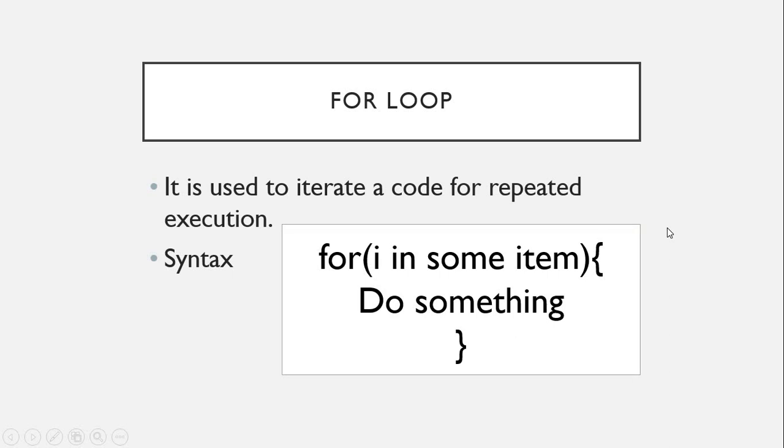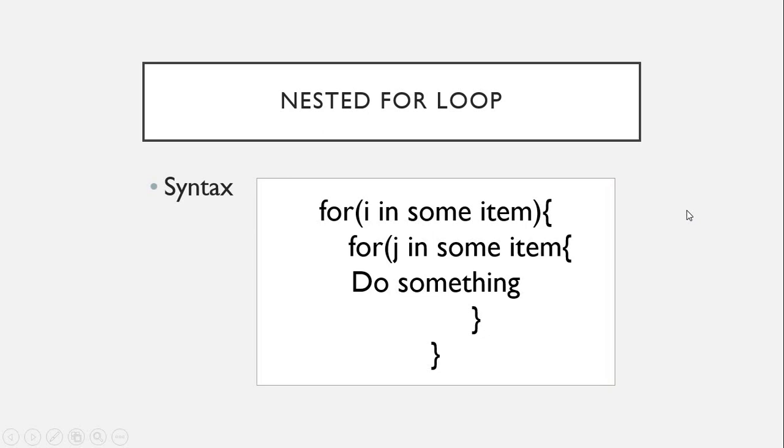A for loop iterates a given code chunk in a repeated execution, especially over a vector. So data elements in a vector, for example, can be iterated through using a for loop, and this is the syntax for the for loop. And then we have a nested for loop. Of course, you can have as many for loops as you want.